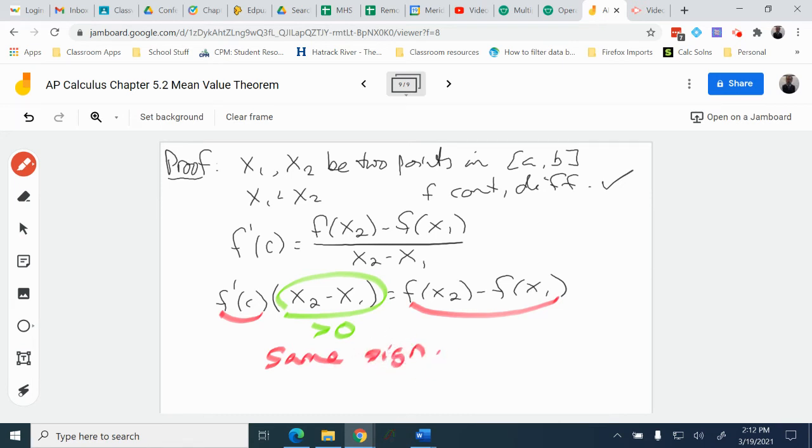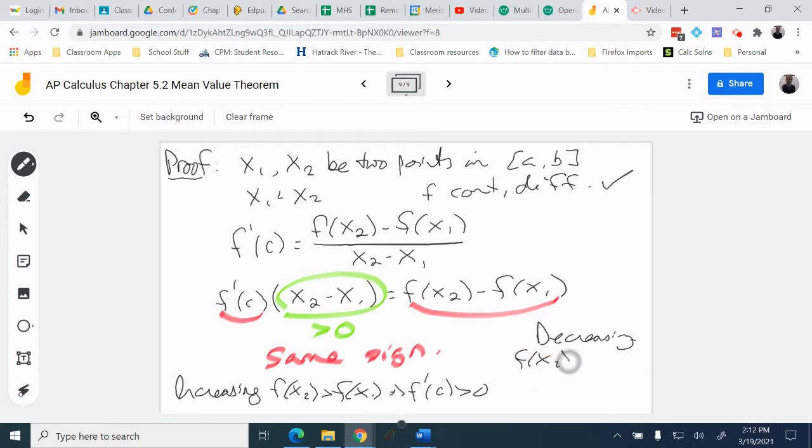For an increasing function, f of x2 is greater than f of x1, which implies positive. And for decreasing, f of x2 is less than f of x1, which implies the derivative is negative. There you go. Beautiful proof. Simple, straightforward, didn't take much.